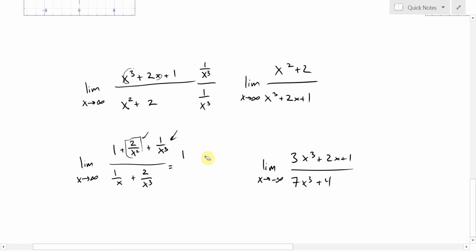All of those terms on top, aside from the 1, are just going to go to 0. So I'm not even going to write them. On the bottom, these two terms also, as x goes to infinity, go to 0. So we have a 1 divided by 0.